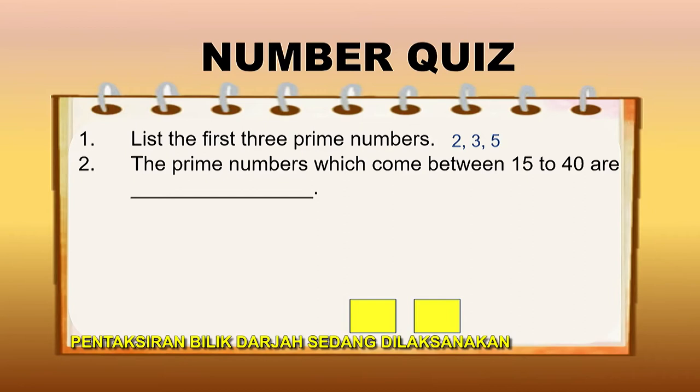Second one. The prime numbers which come between 15 to 40. 17, 19. 15 is not a prime number because it has more than two factors. I like your confidence.